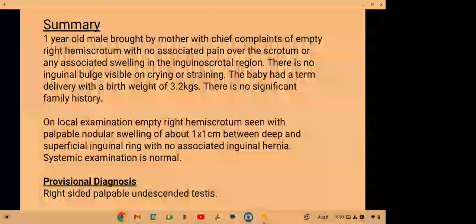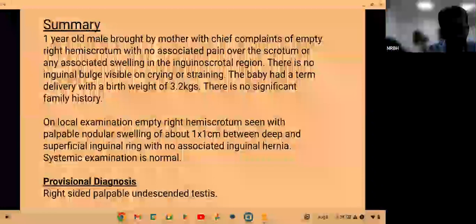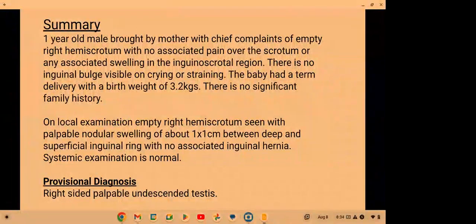Suppose the sonologist cannot pick up any swelling in the right-sided inguinoscrotal region. Will you go for any other examination? Ma'am, we have the option of doing CT scan and MRI, but that is more often not detected. Sir, the testis is palpable in the inguinal canal. Try to understand, CT scan is for localization of impalpable testis. Your patient is palpable.